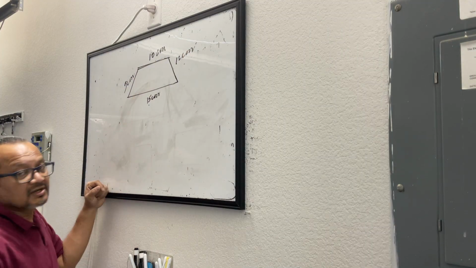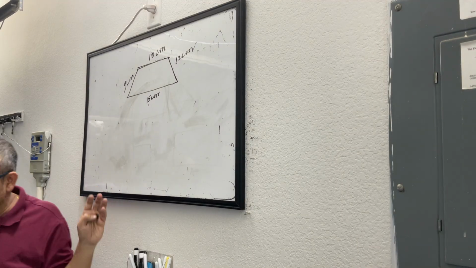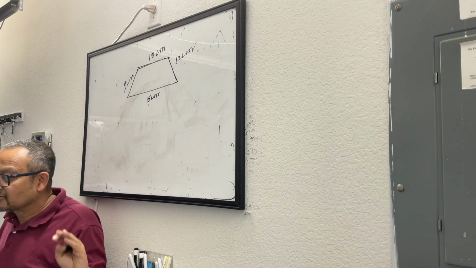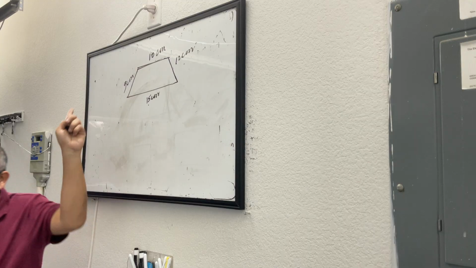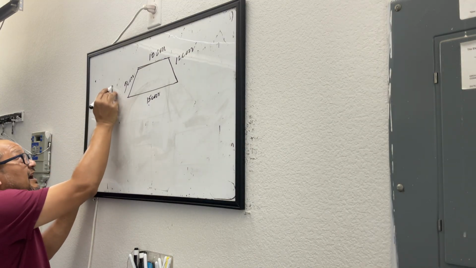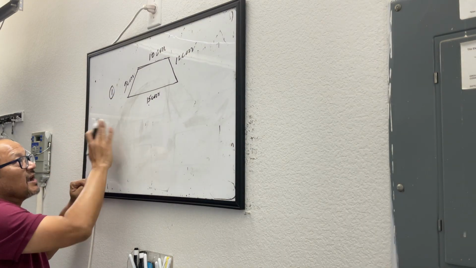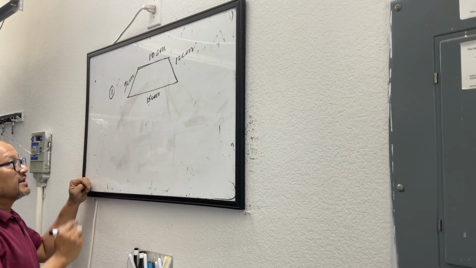Oh, I thought that's what we just did. Hold it. I'm not done yet. I have not set the question for everybody. So this is the first question. I want you guys to solve this and find out the perimeter of this trapezoid.